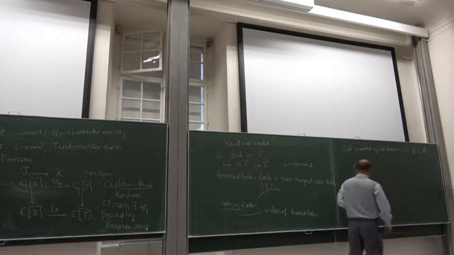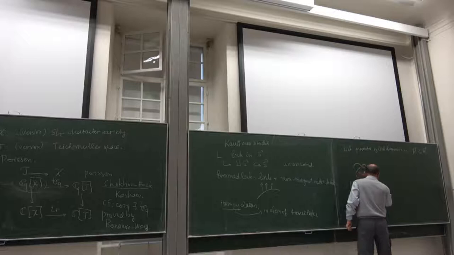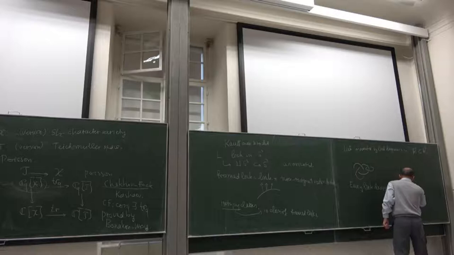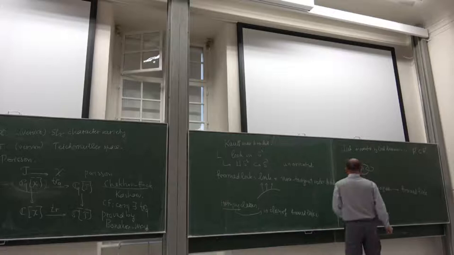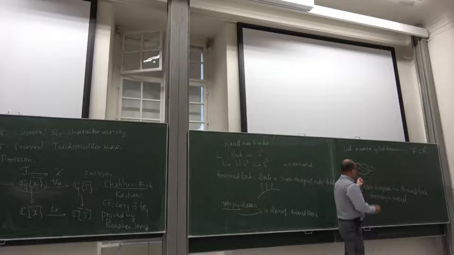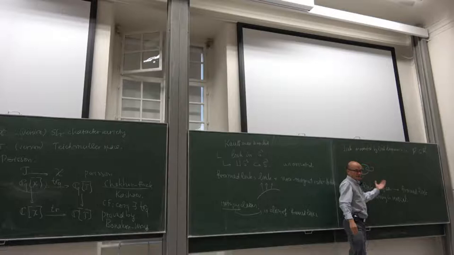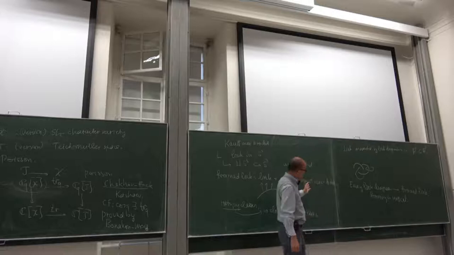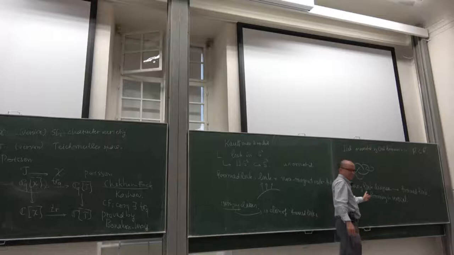But every link diagram gives you right away a framed link, where the framing is just vertical everywhere. Imagine that the vector field is just perpendicular to the board and pointing at us. So you have the framing right away from every link diagram. It's not difficult to show that every framed link can be presented by such a diagram. We call this the blackboard presentation of such a framed link.